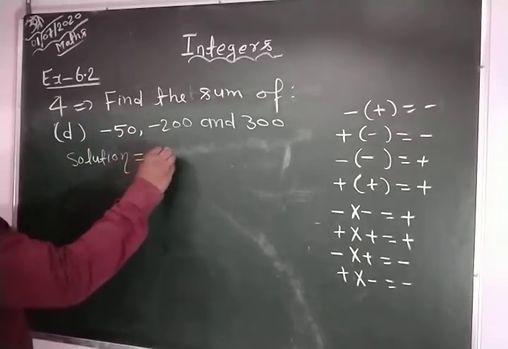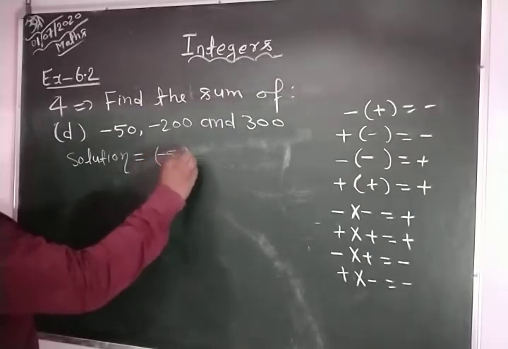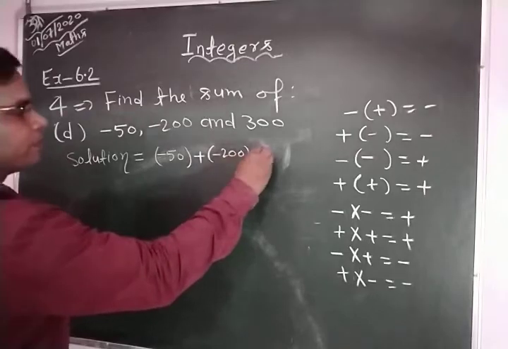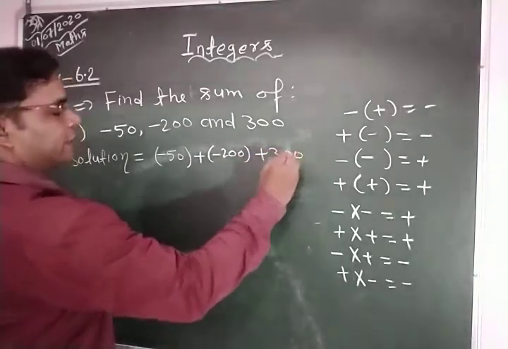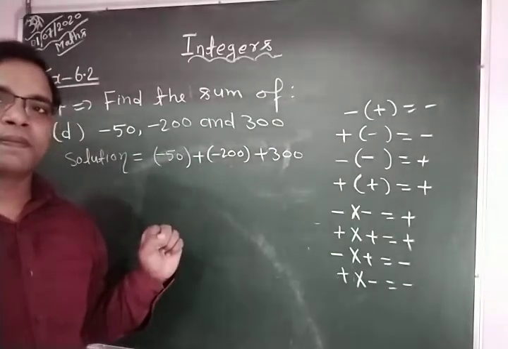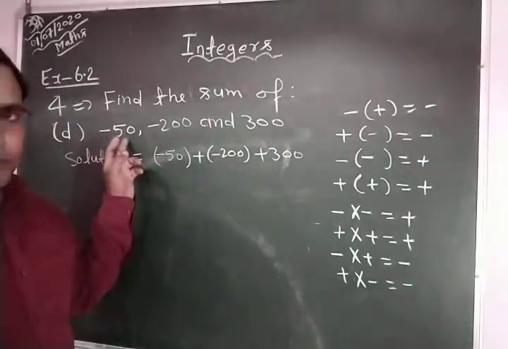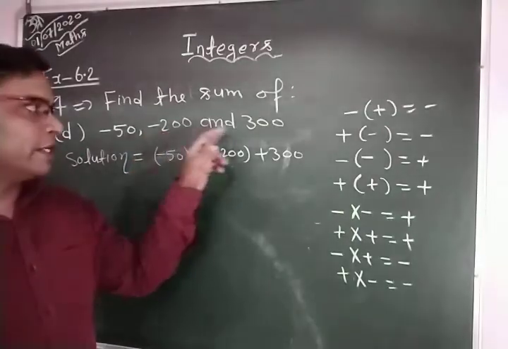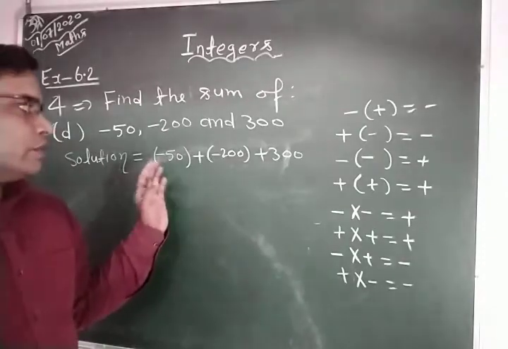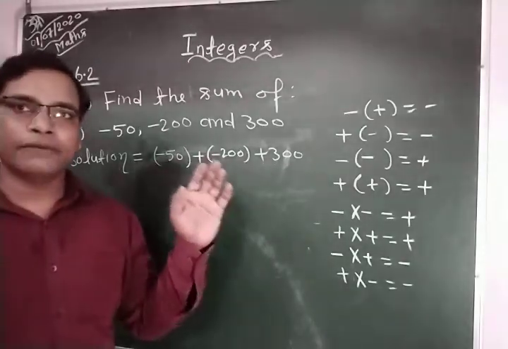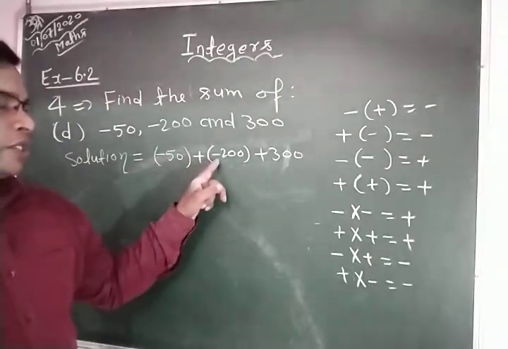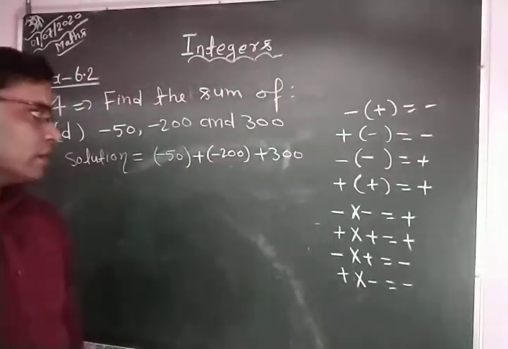The solution of this question is equal to minus 50 plus minus 200 plus 300, because the question told us to find the sum of three integers, minus 50, minus 200 and plus 300. So for a sum you use the plus sign between each integer. So minus 50 plus minus 200 plus 300.